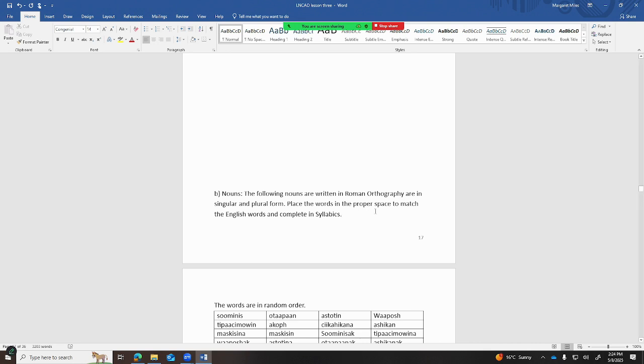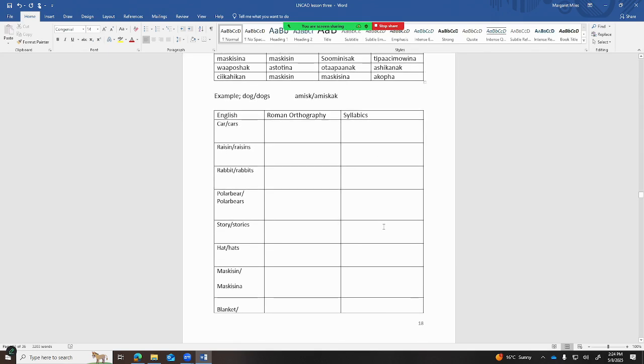So here's an example of the chart. The first one is cars. On the list: raisin, raisins, rabbit, rabbits. So what you do is write it in the next column, the Roman orthography column, and then into syllabics.